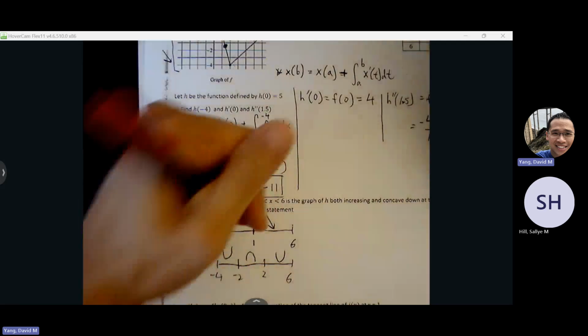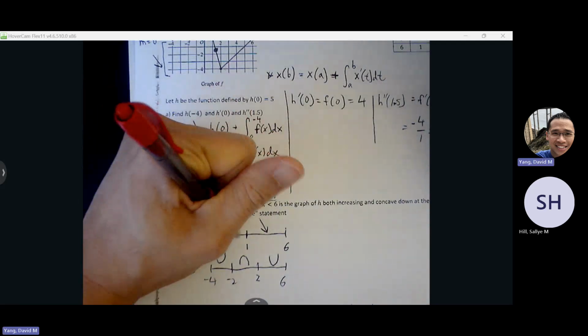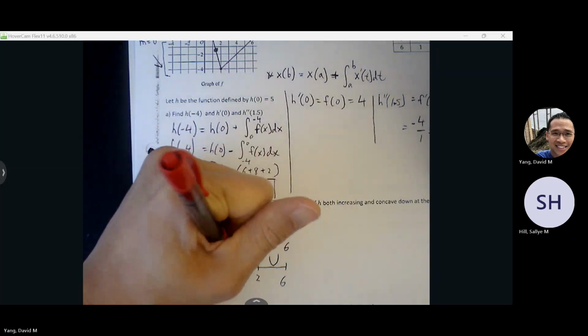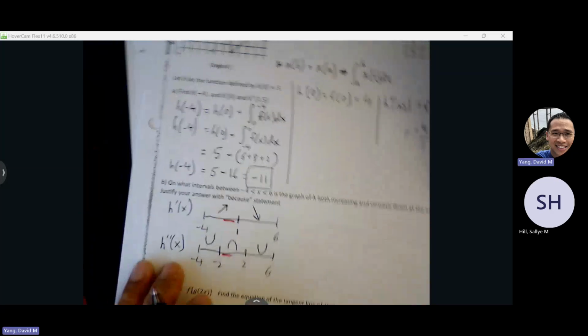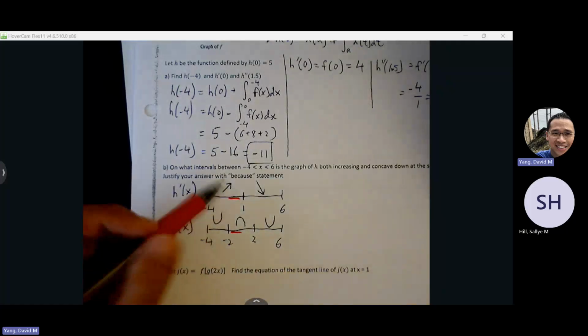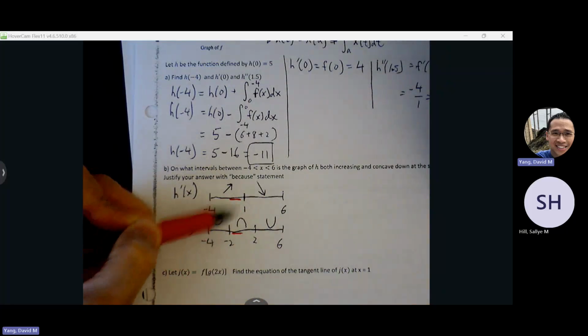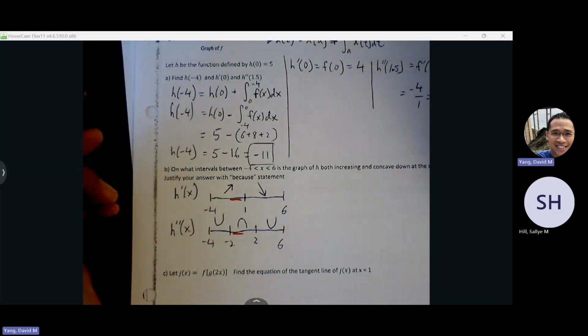So increasing and concave up at the same time. I put the sign lines directly above each other so I can see when both are going to occur at the same time. And it's going to be in this interval here from -2 to 1.